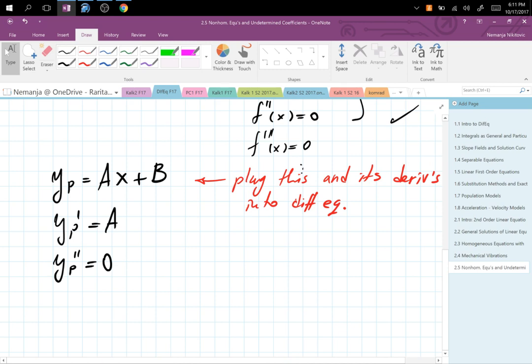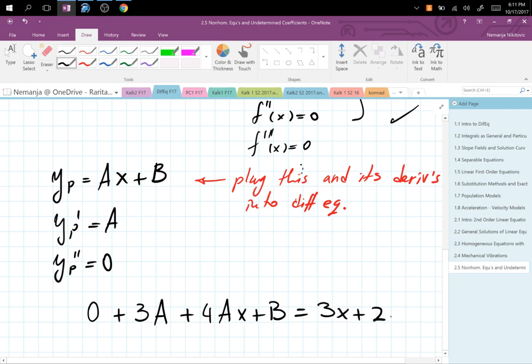Original equation was y double prime. Well, y double prime is 0 plus 3 times y prime, which is a, plus 4 times (ax plus b), needs to be equal to 3x plus 2. This is a little bit similar to partial fraction decomposition, if you remember, except this is more convoluted because you take 15,000 derivatives and plug stuff in. The b is in parentheses, yes.